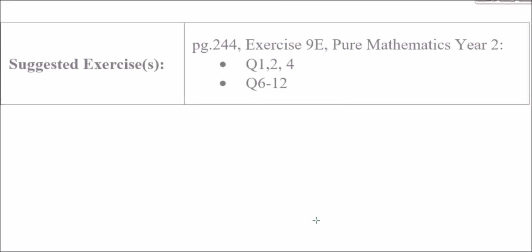So here's what I'd suggest you try. Turn to page 244, exercise 9e in the year 13 Blue Book. Try questions 1, 2 and 4, then the exam type, problem solving questions, questions 6 through to question 12. As ever, please do comment on the video if you're stuck or struggling, or ask me in person, or even email me. One way or another, please do ask for help, because this is a massive topic and it's not going to go away if you don't actually learn it.